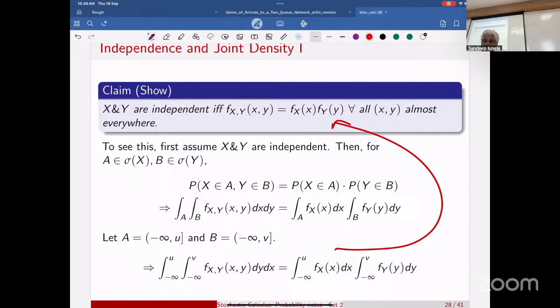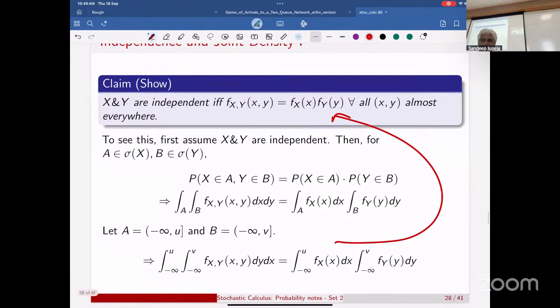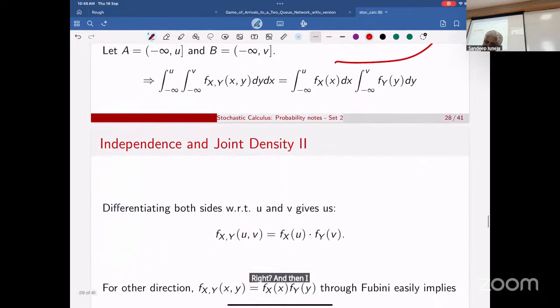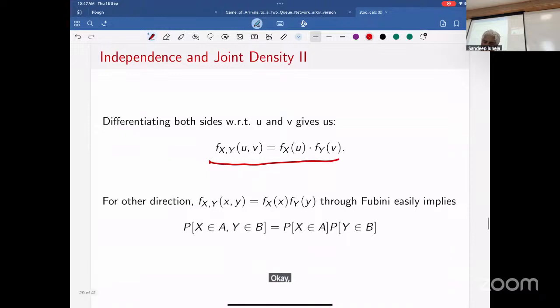Maybe something easier. You can just differentiate both sides with respect to u and v, right? When I differentiate, I'll get this quantity right here for every u and v. That's all. We just take the derivatives on both sides. We get this quantity. Okay, for the other direction, it's much simpler.